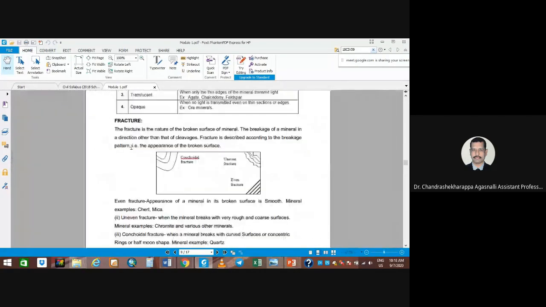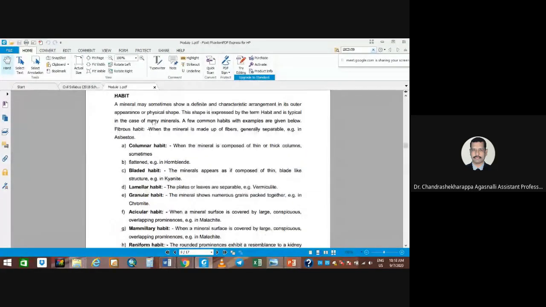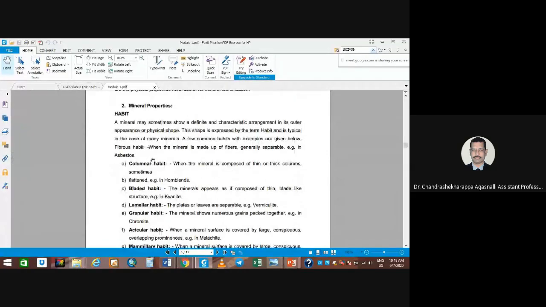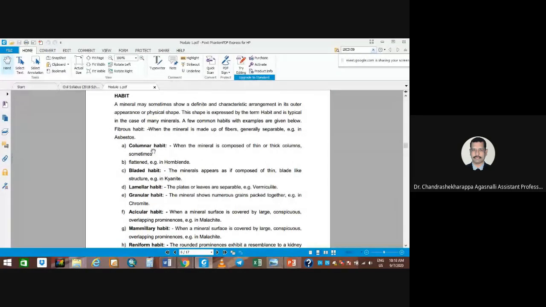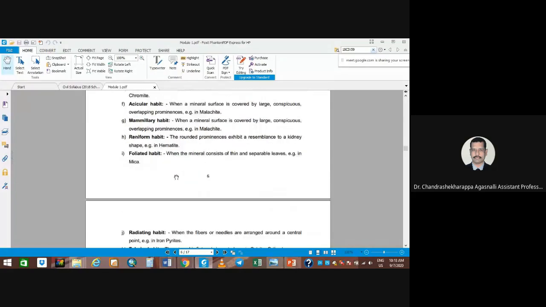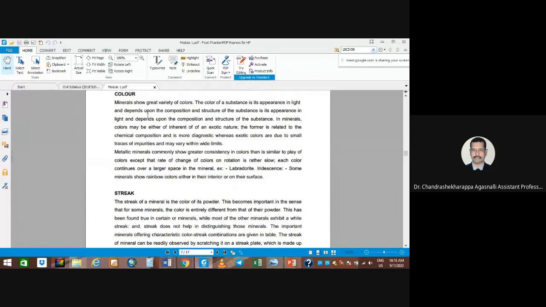And before this, I told you about what is called habit or form, and how to identify minerals in the field and in the laboratory. Some have a columnar habit, some have other forms. How it looks: laminar, acicular, there are many things. Radiating, granular, and the color on the surface, the property of the particular mineral.